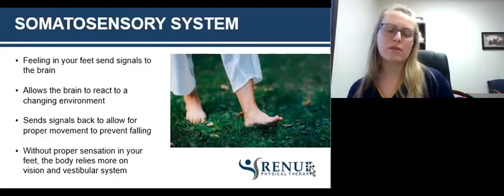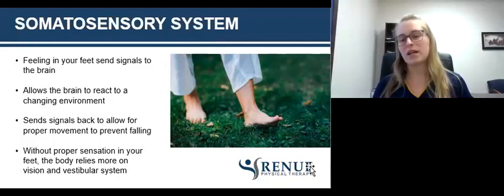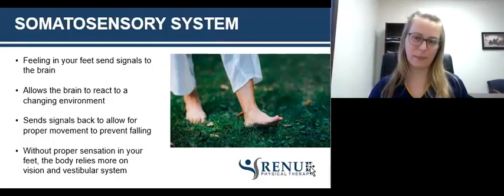With your vision, vestibular, and somatosensory systems, if more than one system is impaired, your body has to rely on one system heavily to be able to maintain your balance.